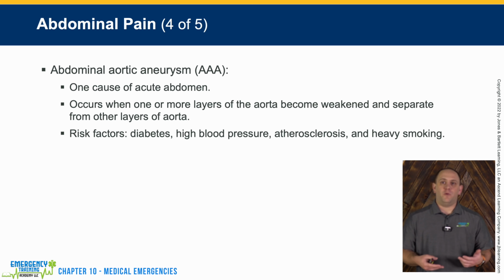Risk factors for this are patients who are diabetic, if they have high blood pressure, or if they're heavy smokers. If the patient does have an AAA, or abdominal aortic aneurysm, it can often be described as a tearing pain, either in the back or in the stomach. These patients will have severe pain and profound shock, meaning that their blood pressure is going to be lowered and they're not getting adequate circulation to their body.